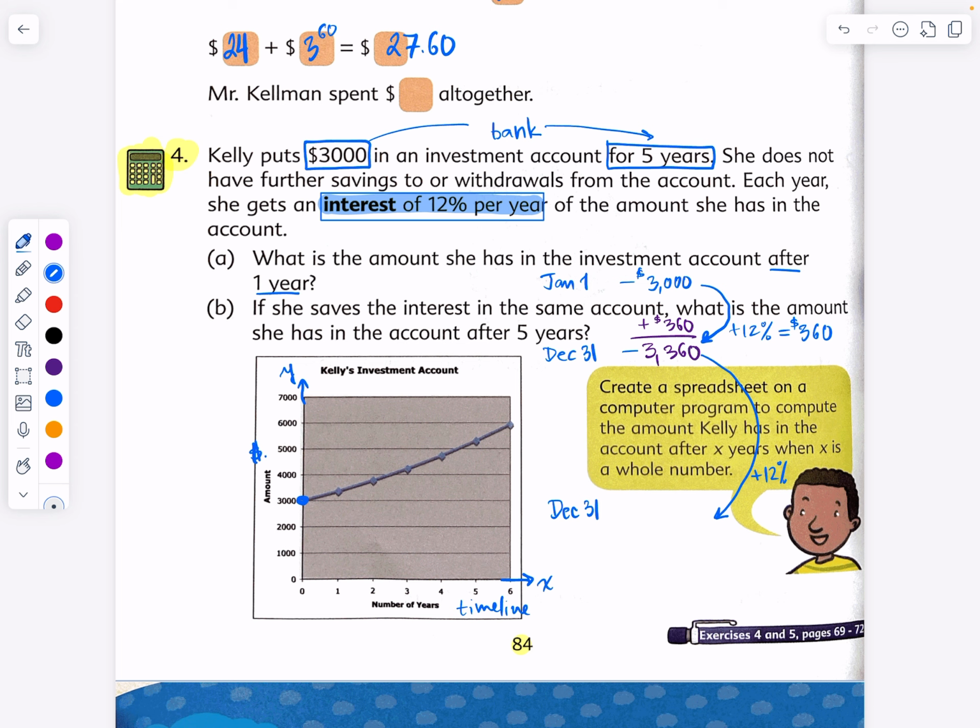And again, you can use a calculator. 3,360 times 0.12. You can do it this way to figure out the interest. And again, you may use the calculator step by step. And now Kelly earns $403.20. So let's add this on. $3,360 plus $403.20.